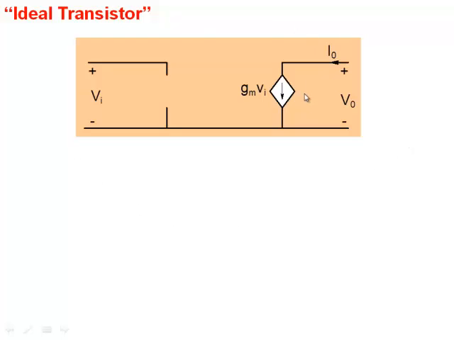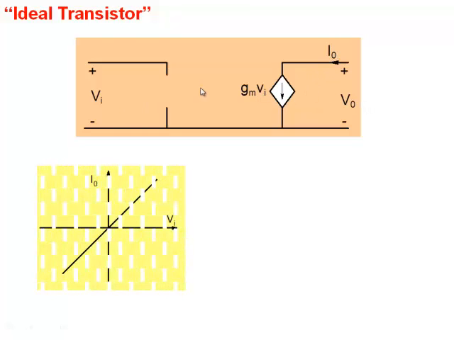These are the kind of characteristics that we are looking for. Central feature is I naught independence of V naught and I naught dependent on Vi. The same thing, I can represent it in the form of a graph. I naught dependent on Vi, I can draw by a straight line like this here. I naught versus Vi goes as a straight line.